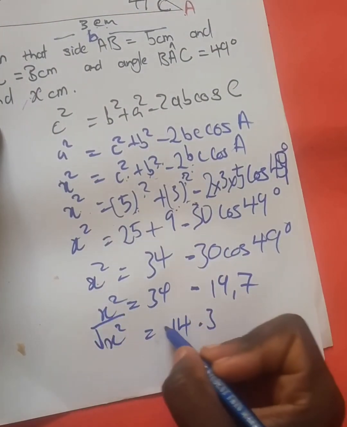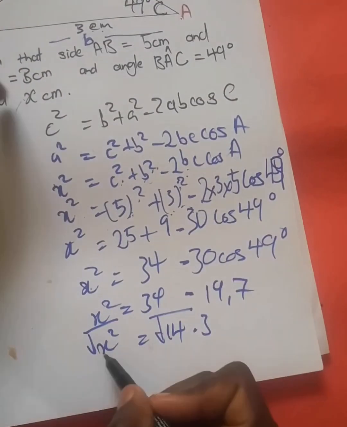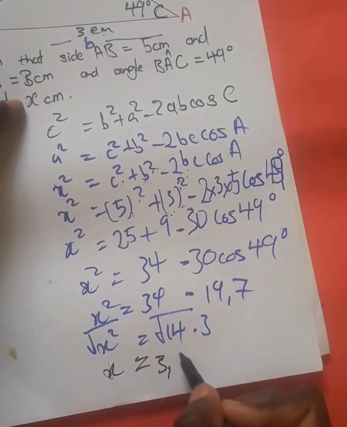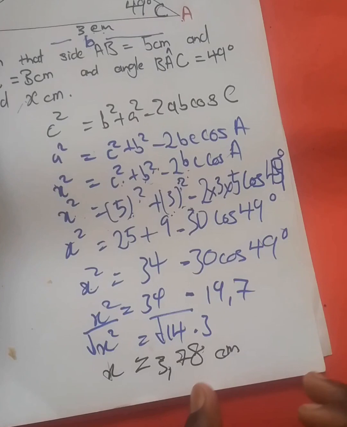Applying the square root sign, x will be equal to 3.78 centimeters if you correct to 3 significant figures. And you know that when you're doing Zimsec, you should only correct to 3 significant figures. So that's your answer.